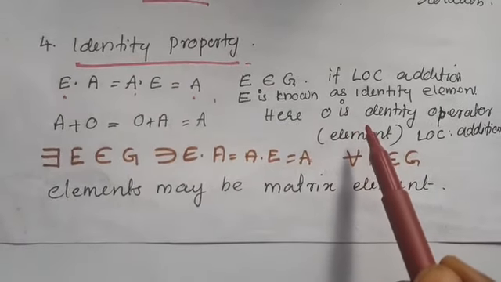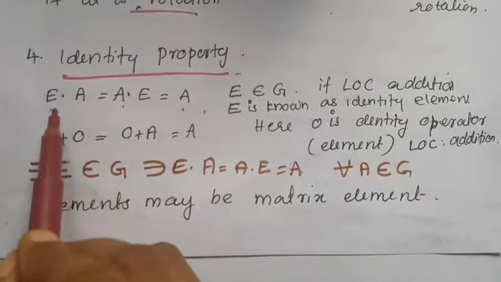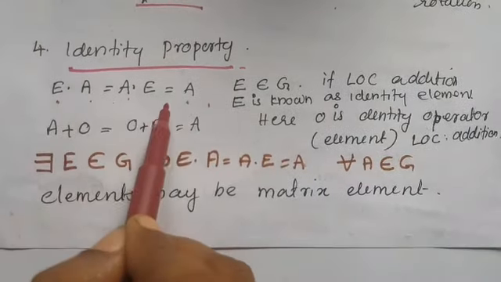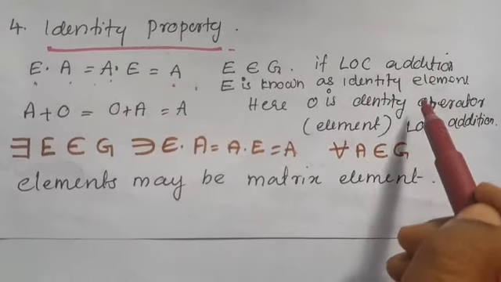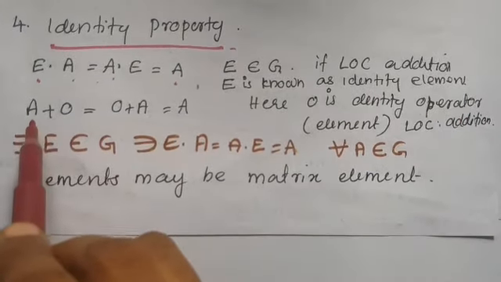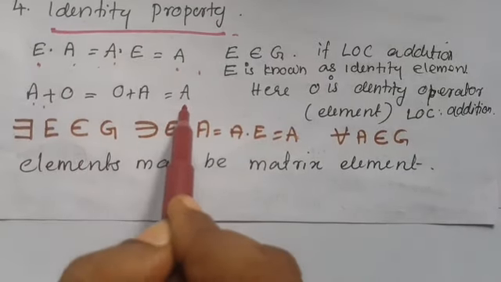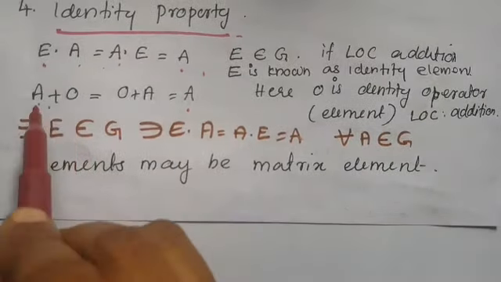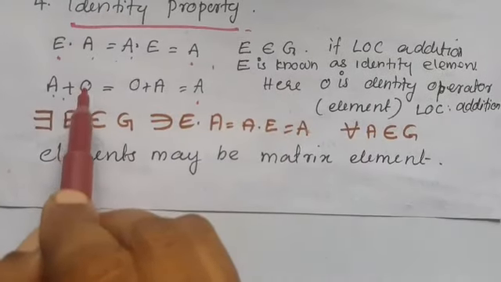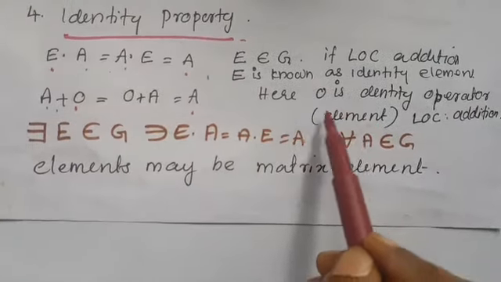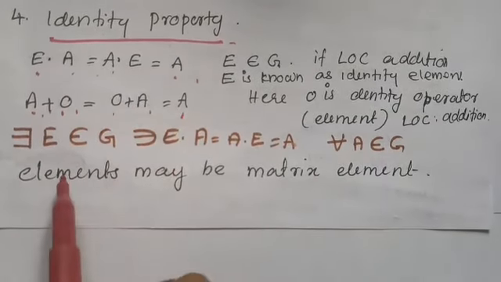In the case of multiplication, this identity element is 1. In the case of addition, A plus the identity element is equal to the identity element plus A, and that should be equal to A. So this identity element is 0 if the law of combination is addition, that is A plus 0 is equal to 0 plus A, that is equal to A.